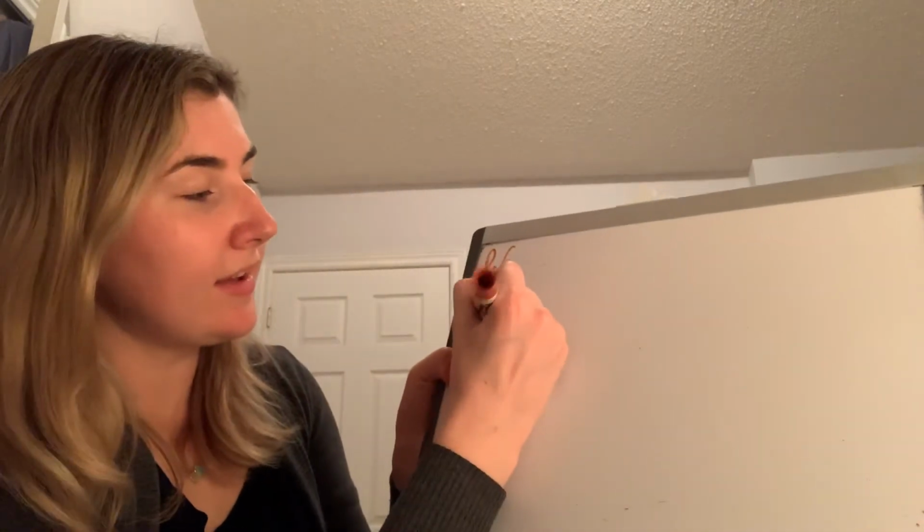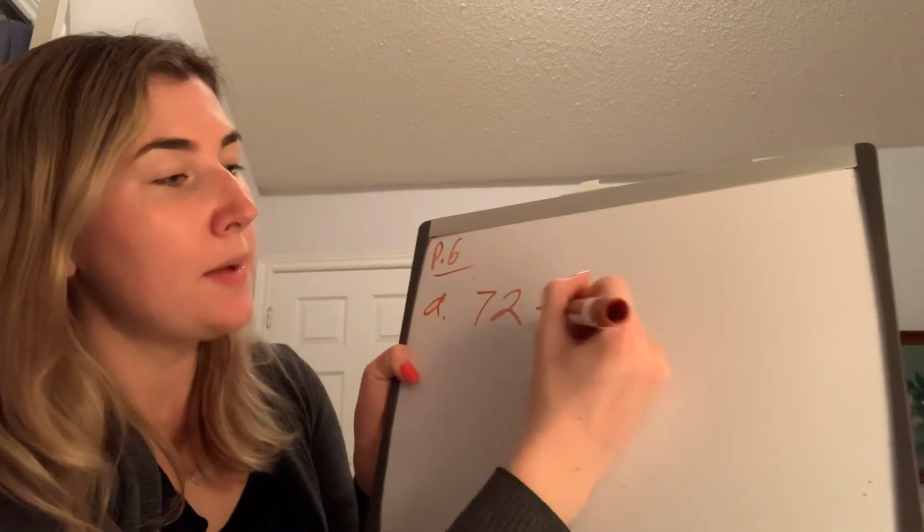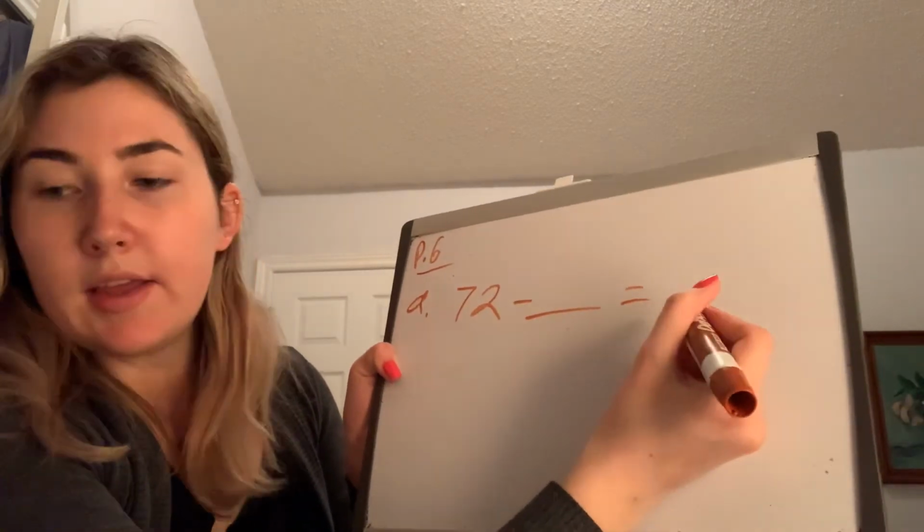And our next part will be part 6. So you can pause here and finish up B and C for part 5. Just erase this. So for part 6, we're rewriting some problems and filling in a missing number. So the first one is also an example. We'll do 2 together. For part 6, what we have in A is 72 minus blank equals 70.